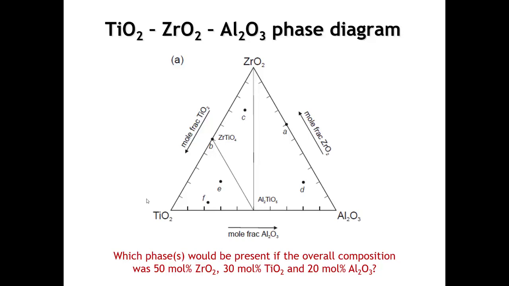Now, here's another question for you. What would happen if you took a sample that was 50 mole percent zirconium dioxide, 30 mole percent TiO2, 20 mole percent aluminum oxide? You mix those together, you grind them up, you heat them to whatever temperature this phase diagram represents. Let's say it's 1,000 degrees C, and then you measured the phases that are present. Where would that point be on this phase diagram, and what phases would be present?